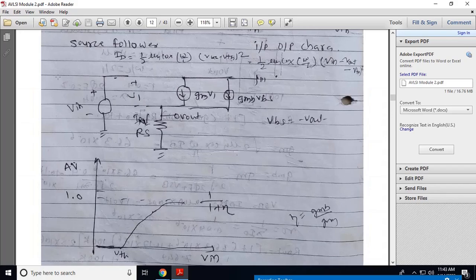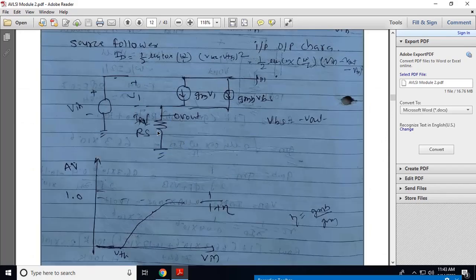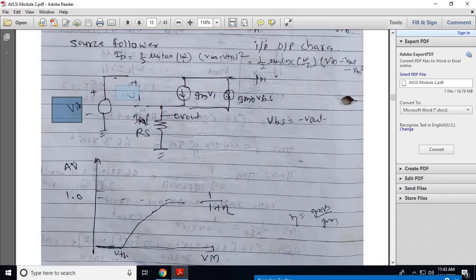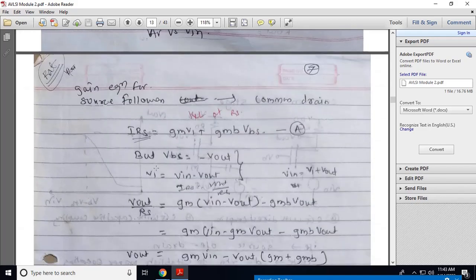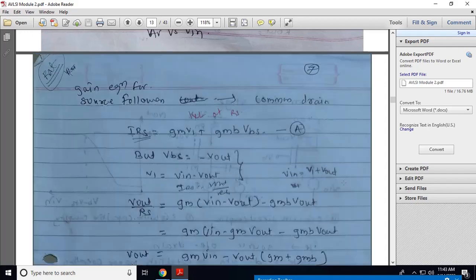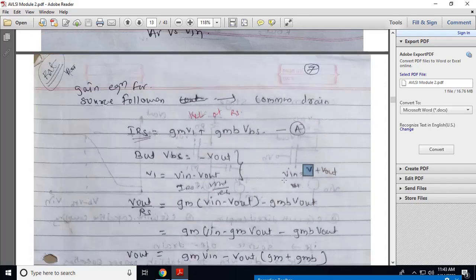Now see, we apply the KVL here. V in is equal to V1 plus V out. So from this equation, V1 is equal to V in minus V out. So we can put here V1, that is V in minus V out. So this is V1. VBS is minus V out. This is the minus sign here.